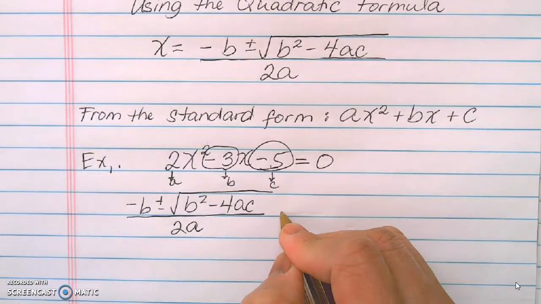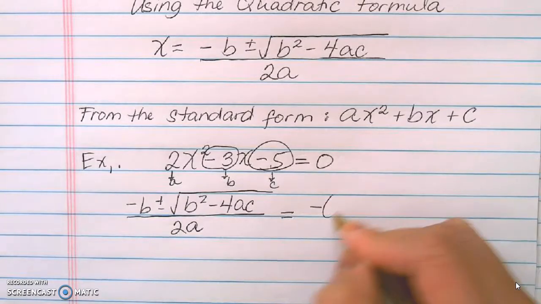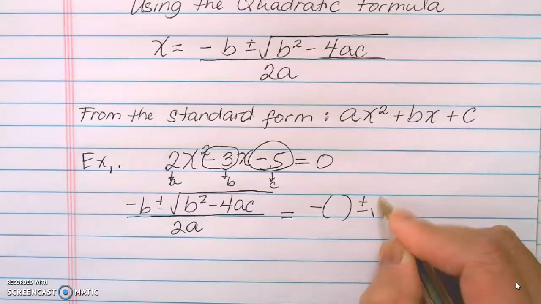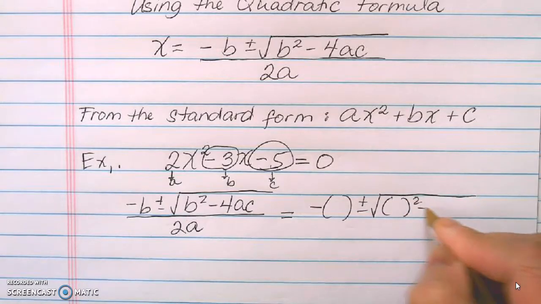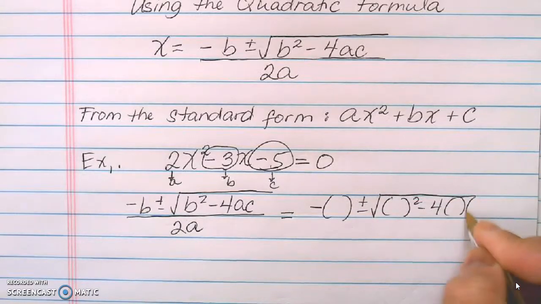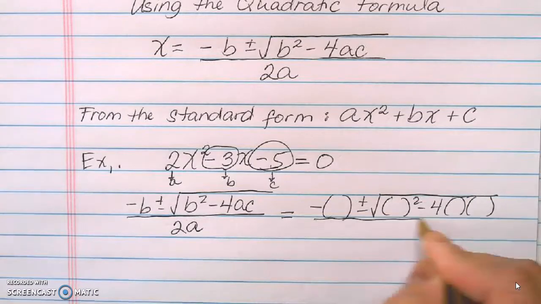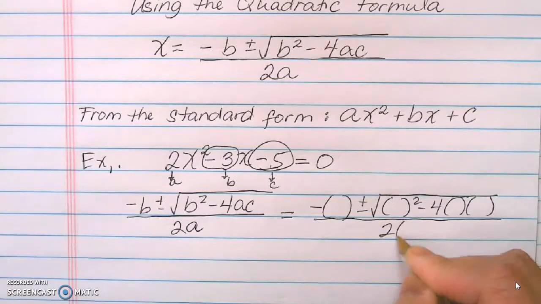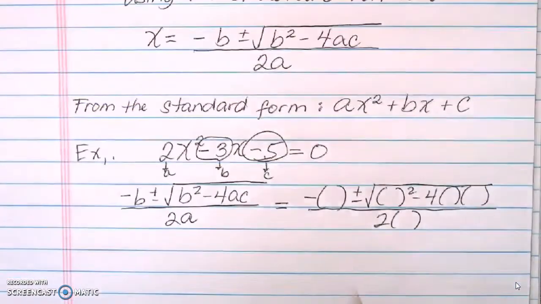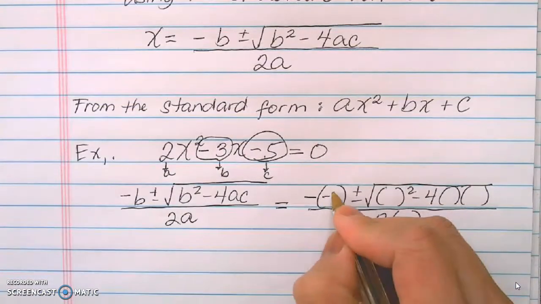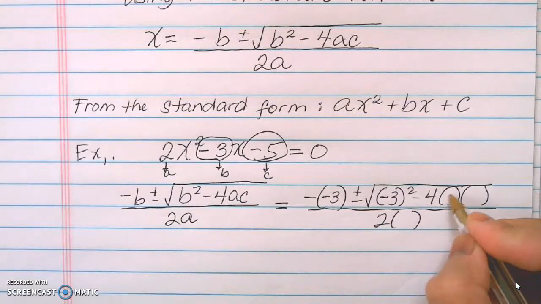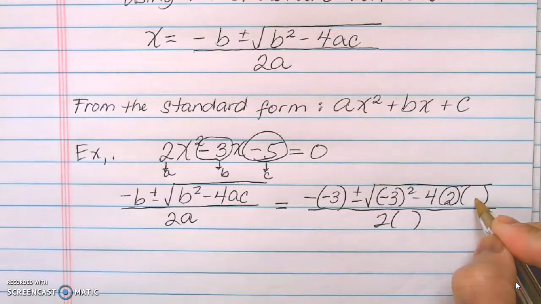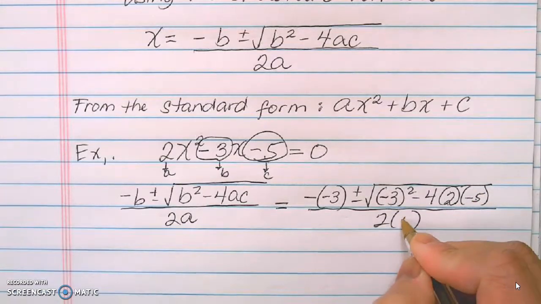So this will now be equal to negative parentheses plus or minus the square root of parentheses squared minus 4 parentheses all over 2 parentheses. This now is going to be a negative 3. This is a negative 3. This is a 2. And this is C, which is negative 5. And this is A, which is 2.